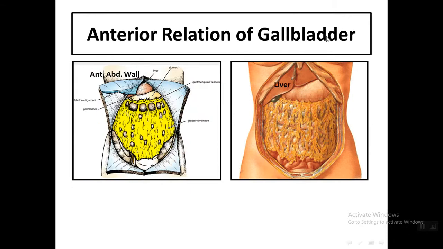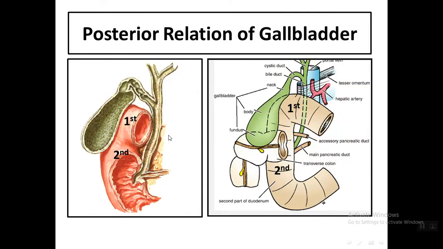The anterior relation of the gallbladder will be the liver and the anterior abdominal wall. So the fundus is related to the anterior abdominal wall and the body of the gallbladder related to the visceral surface of the liver, while the posterior relation is related to the duodenum, the first and second part of the duodenum, and the transverse colon.